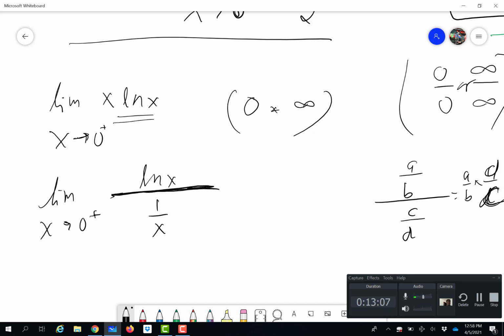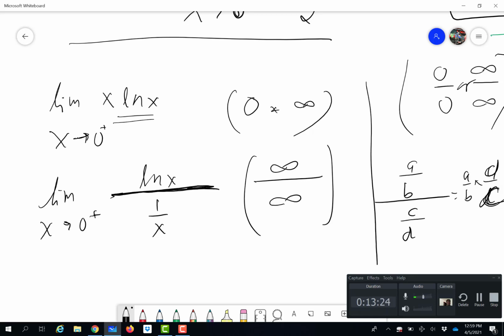Let us plug in the limit. What will you get there? Ln of 0 plus is infinity, and 1 over 0 is what? You divide some number by 0, that is undefined. Yes, now we lead to infinity over infinity. If you have this situation, now you can use L'Hopital rule.